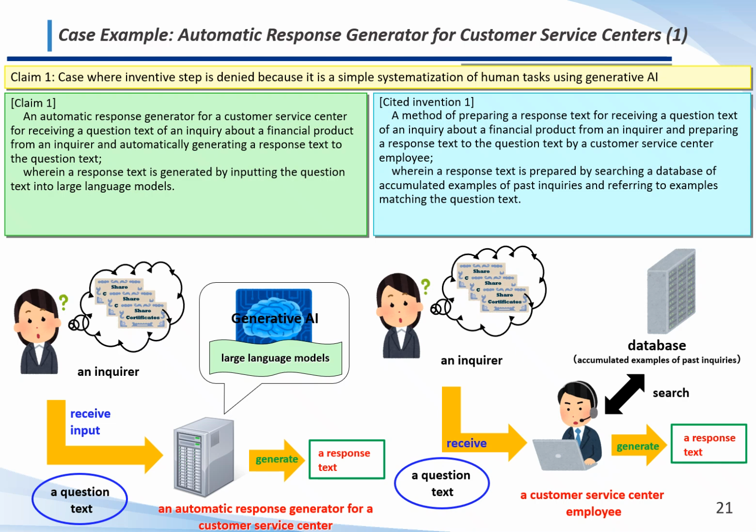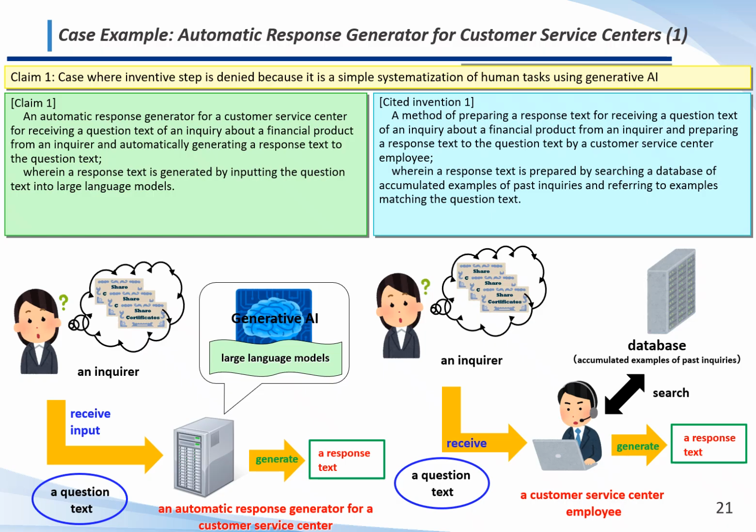AI. The invention of Claim 1 is an automatic response generator for a customer service center for receiving text of an inquiry about a financial product from an inquirer and automatically generating a response text, generated by inputting the question text into large language models.